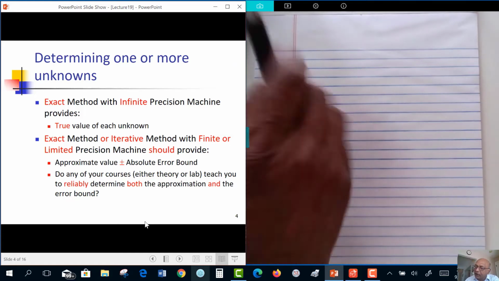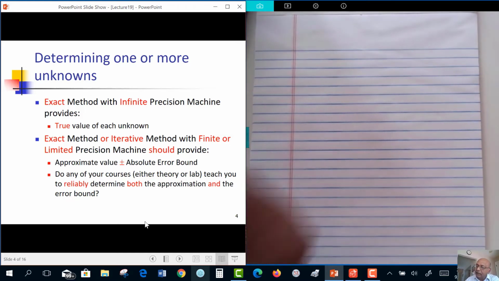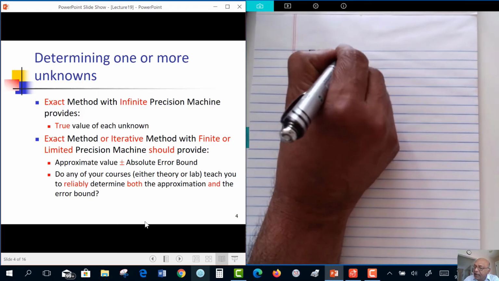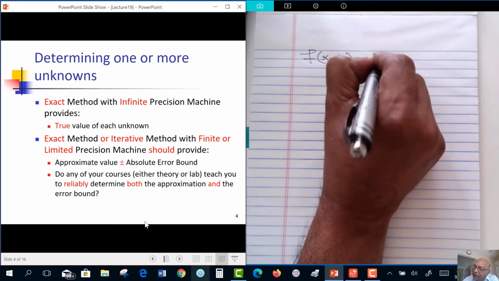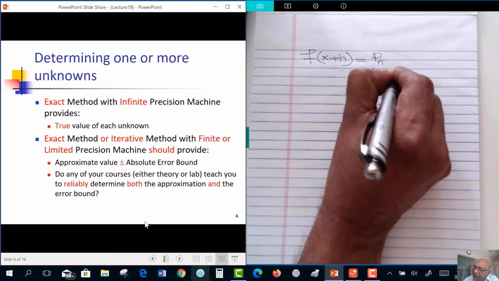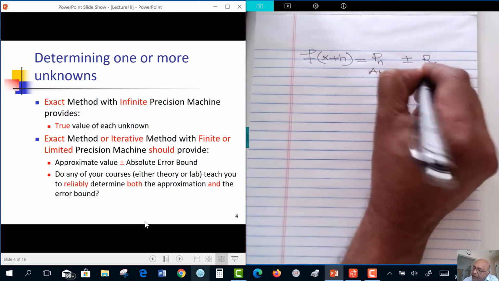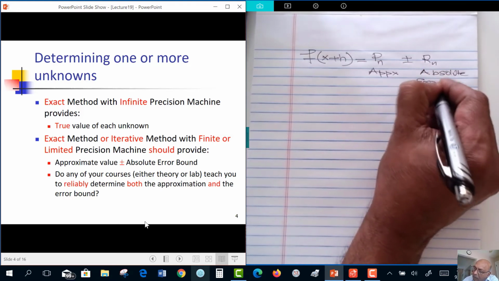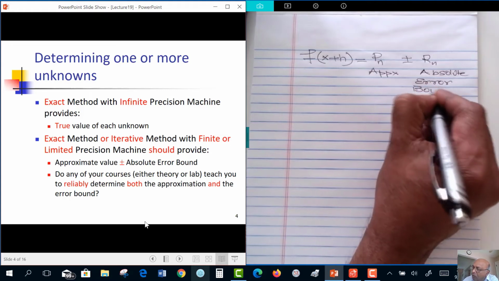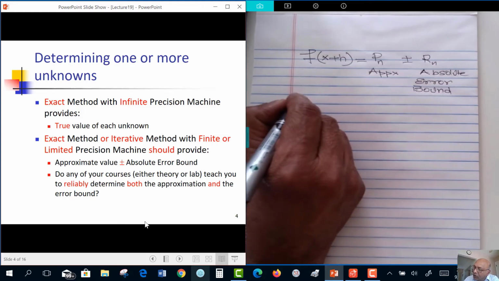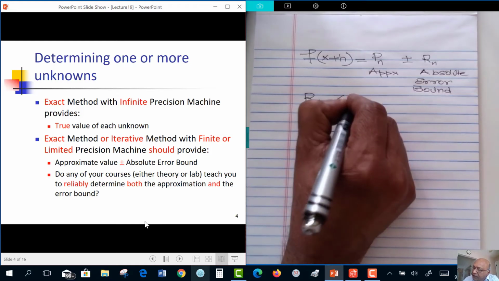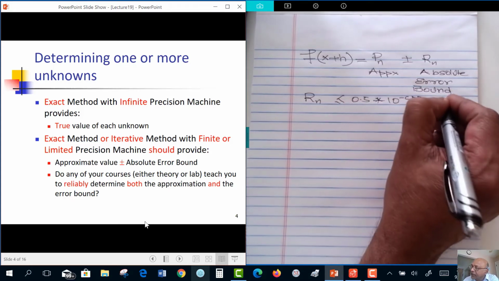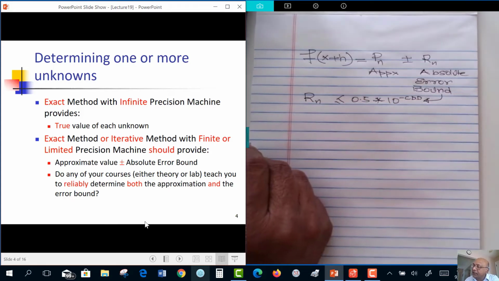So again, let's take a look at our Taylor series. We said we have f(x plus h). This is our approximation. And this is our absolute error bound. So what we do is we always say Rn is less than or equal to 0.5 times 10 to the minus CDD, because it is an absolute error bound, so it is related to CDD.